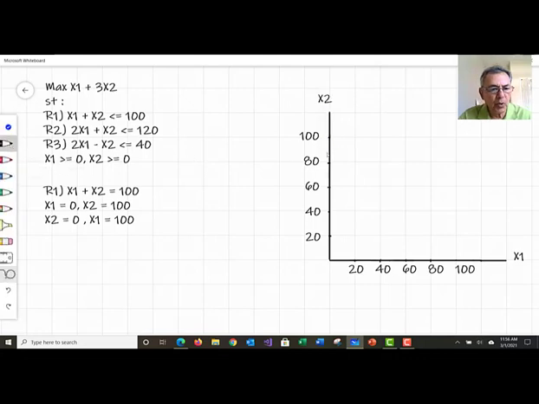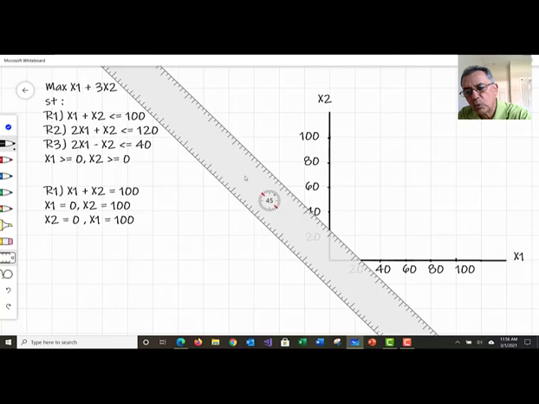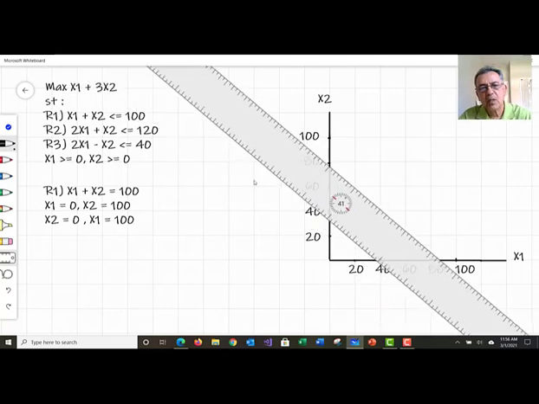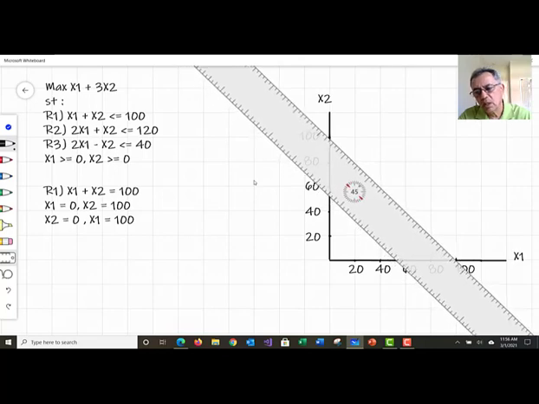And the second point, x2 equal to 0, which is here, and x1 equal to 100, which is right here. So these are my 2 points, and I want to connect them in order to form the line. So here we go. We take a ruler, move it over there to connect these 2 points together and draw our line. So this is going to be the line R1.